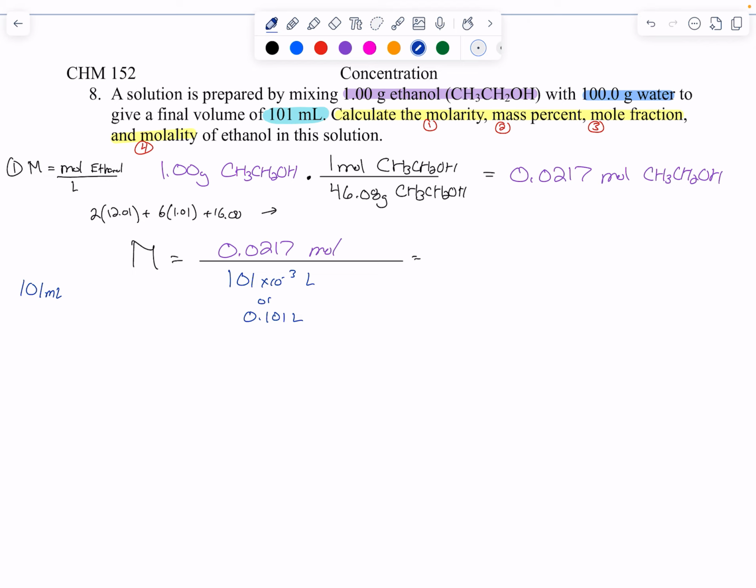And I get 0.215, I believe. There we go. 0.215 molar CH3CH2OH. So there's the answer to number 1.